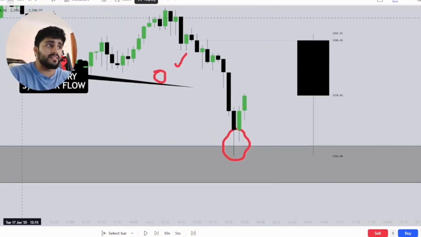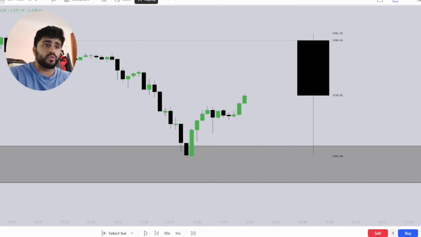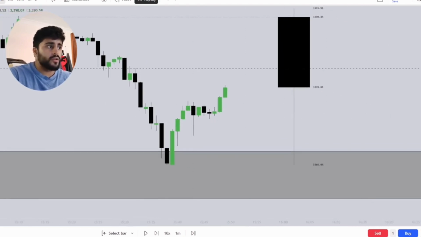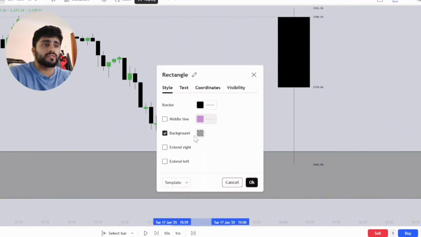Down to the exhaustion of sellers. And that's exactly what we see over here. So this circled region shows you the exhaustion of sellers, right? So ICT concepts obviously do work to an extent, right? This is of course a fair value gap, right?